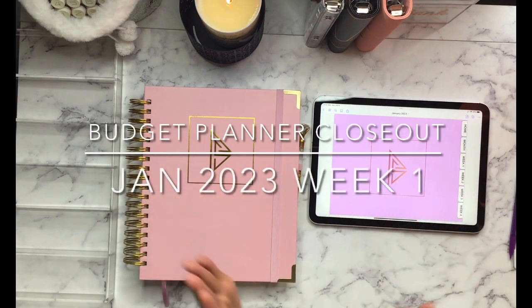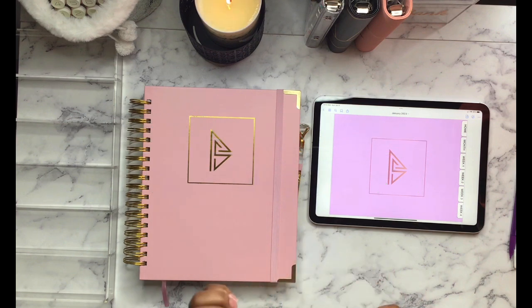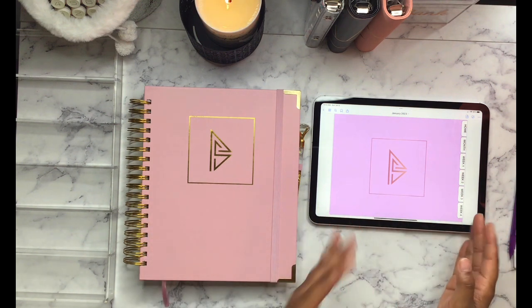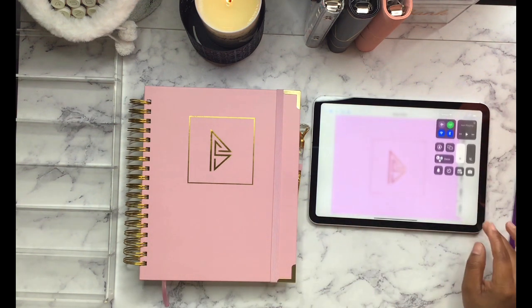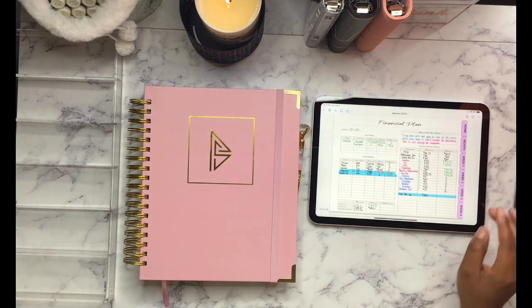Hi guys! So in this video I'm going to be closing out my budget in my planners for the prior week. I'm going to use the paper version and the digital version. This was week 1.